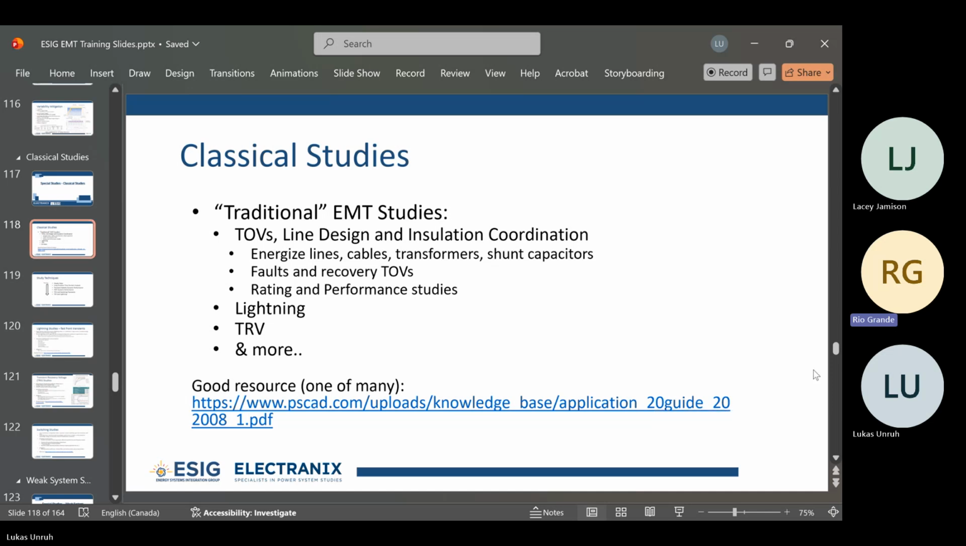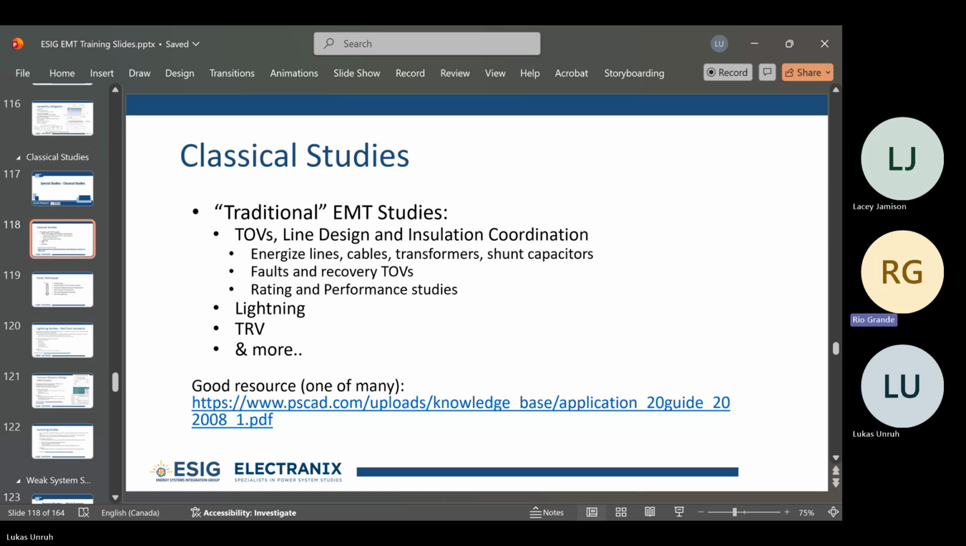These are what we're calling traditional or classical EMT studies. These are really what EMT was originally designed to do, this and HVDC basically. It's to study these sorts of things: TOVs, line design, insulation coordination studies, where we're energizing lines, cables, transformers, shunt caps, etc. Faults and recovery, transient overvoltages, and rating and performance studies. Lightning, TRV studies, transient recovery.